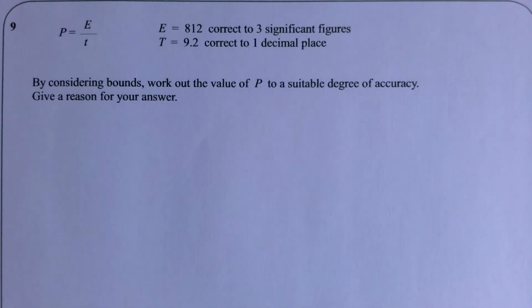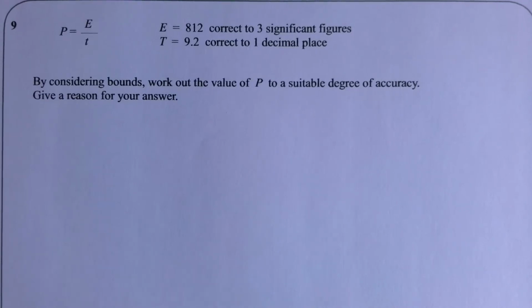Okay, there's one other kind of problem they like to put in here, and that is suitable degrees of accuracy. By considering bounds, work out the value of P. So pause the video and have a go at doing all the same things we've been doing up till now, and then see where you get to. If you get stuck at a point, then by all means just watch what I'm about to do now, and there will be a question 10 coming up to give you another chance to have a crack at it.